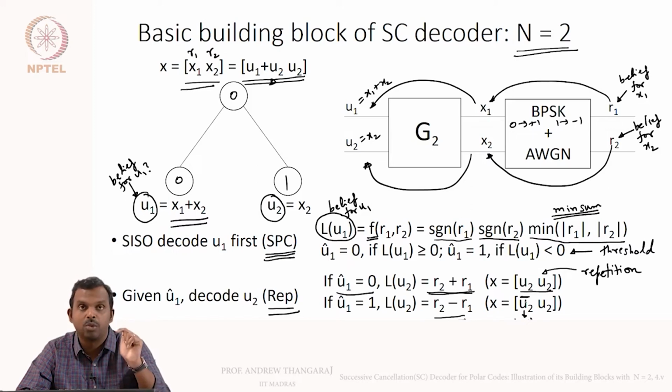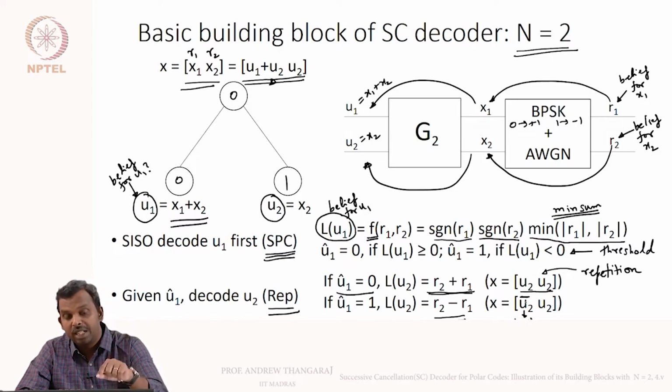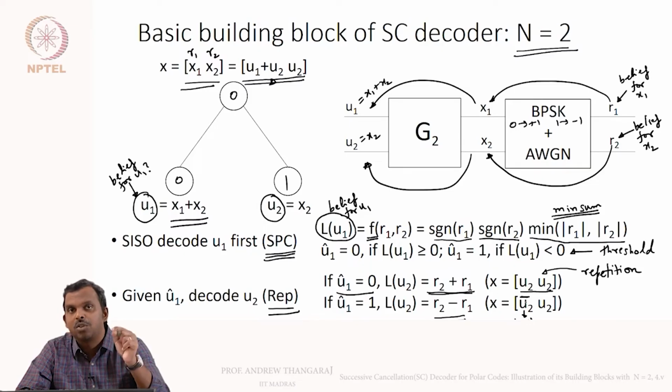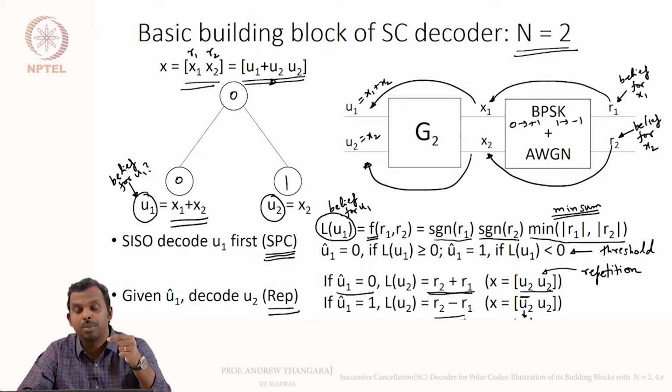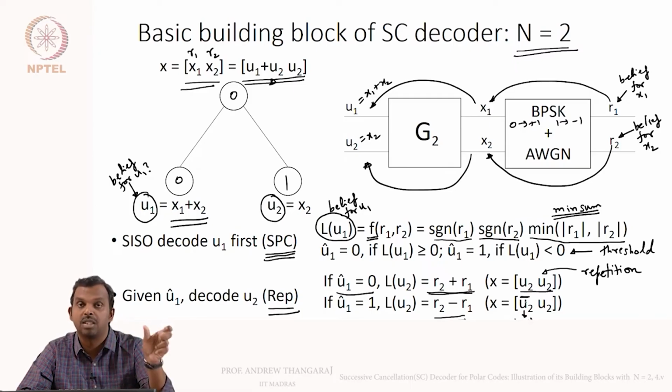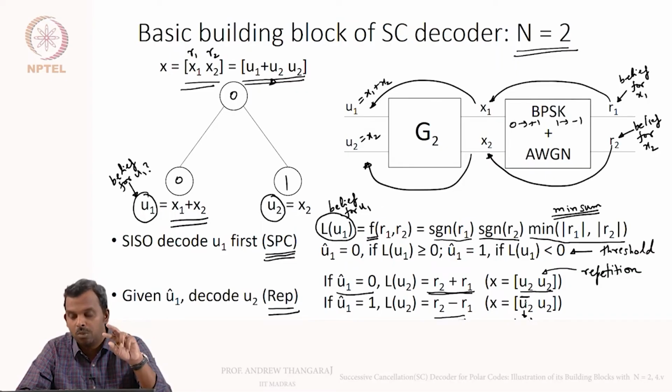So you use the min sum to find its belief, and for the repetition there is this little twist because of the successive cancellation. If the previous bit was 0, it's a pure repetition, so you just add r2 plus r1 because both received values are beliefs for the same bit u2. On the other hand, if u1 hat is 1, then there is a complement involved, so you have to multiply one of the beliefs by minus 1 and add. So you do that, you get the belief for the next one.